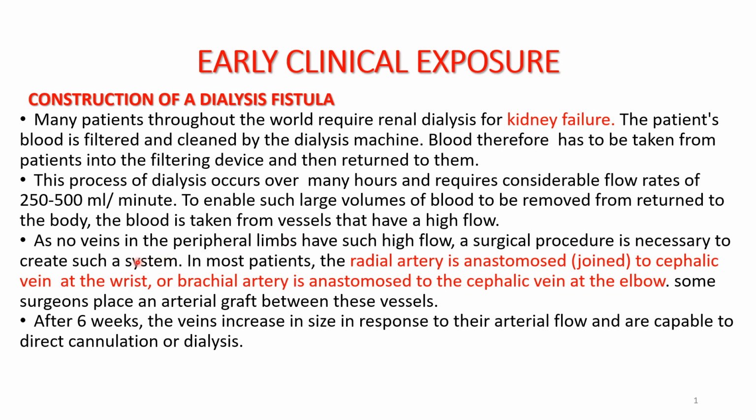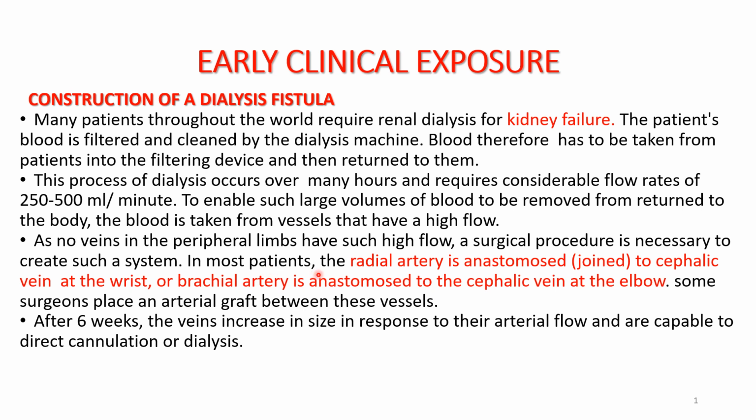There are no veins in the peripheral limbs, whether you take the upper limb or the lower limb, which have such high flow. So we need 250 to 500 ml of blood per minute, for such large volumes to be removed from the patient and returned back to the patient. Blood is taken from vessels which have high flow, but no veins in the limbs have such high flow. So a surgical procedure is necessary to create such a system.